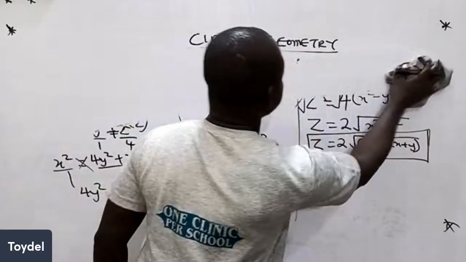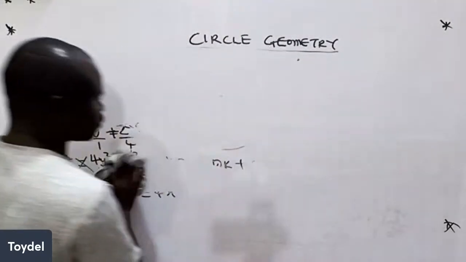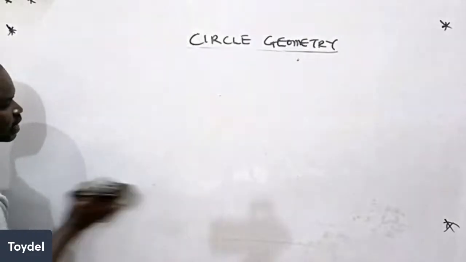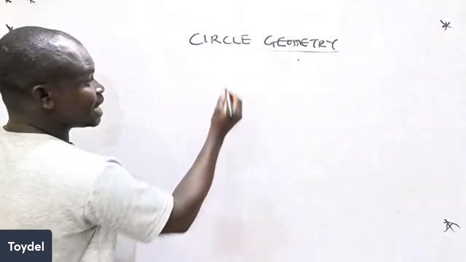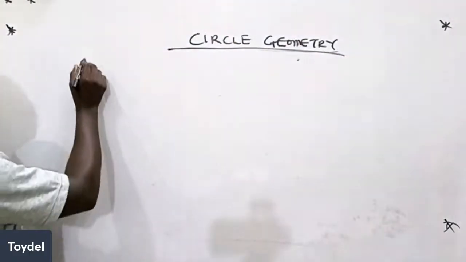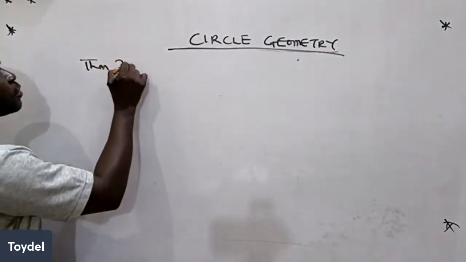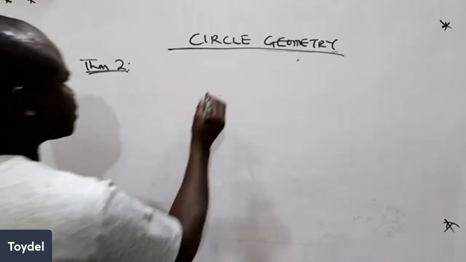So that is the first theorem. The first theorem says that a line drawn from the center of the circle to the chord divides the chord into two halves. Then we go to theorem 2 now. Theorem 2 says that the angle at the center of a circle is twice the one at the circumference. Let's see what I'm talking about.